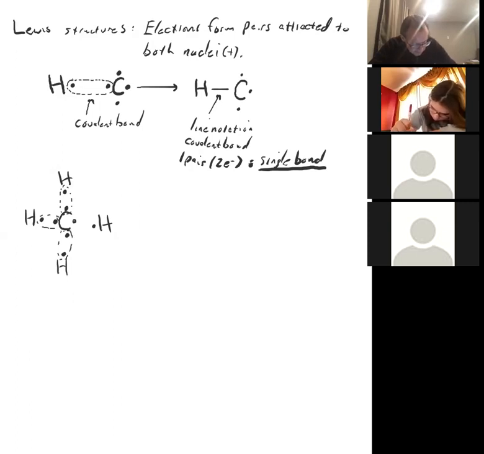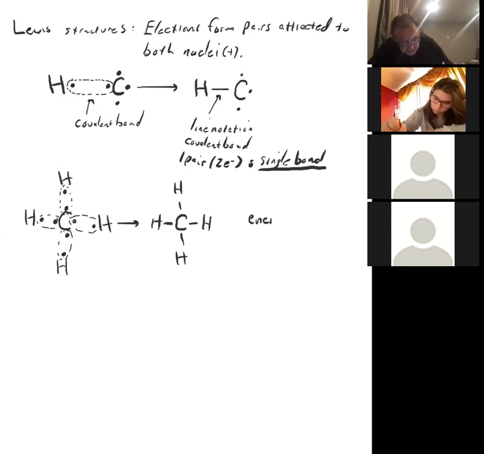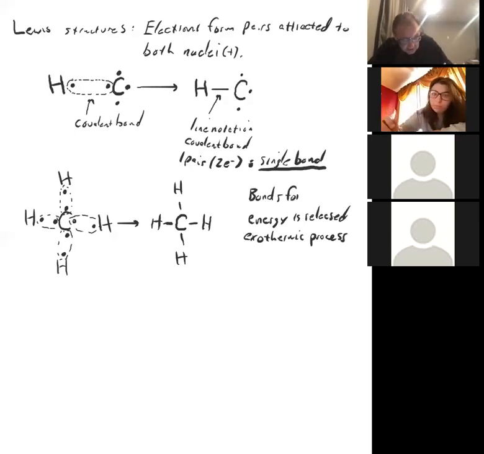And here's something kind of interesting about this. So there's your 4 bonds. Again, the notation we would show is a line. This is called line notation. This is the most common way to represent a covalent bond. What happens is energy is released. It's an exothermic process. So when bonds are formed, energy is released.